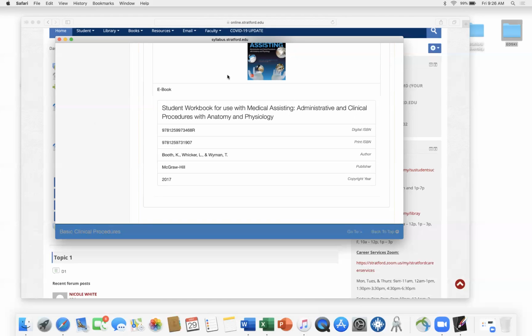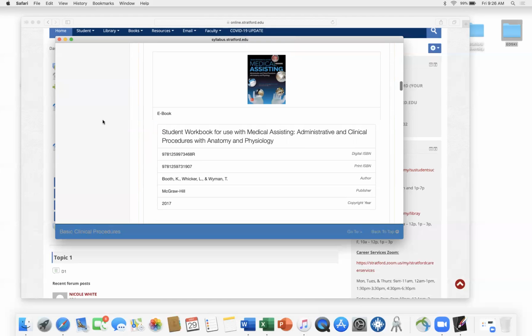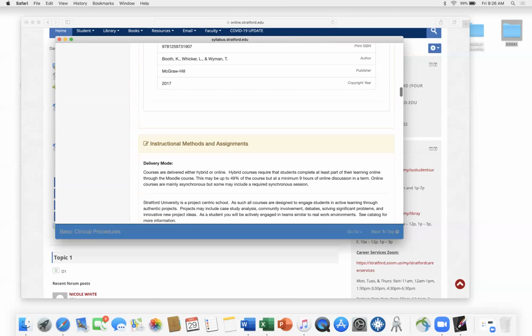Now, the textbook is your medical assisting textbook. This is a really nice book. It gives a nice overview. I also recommend utilizing this book for reviewing your anatomy and physiology.